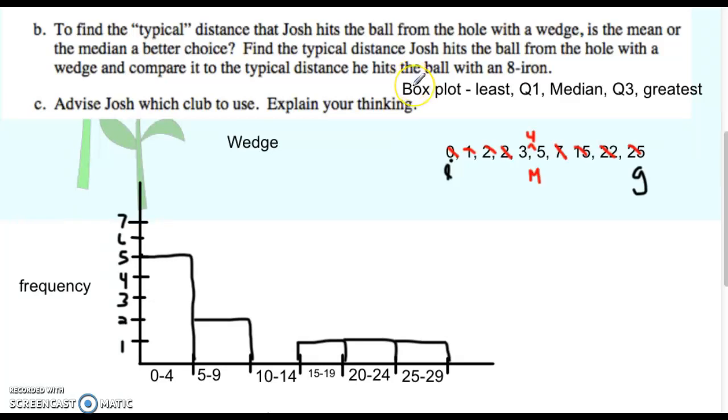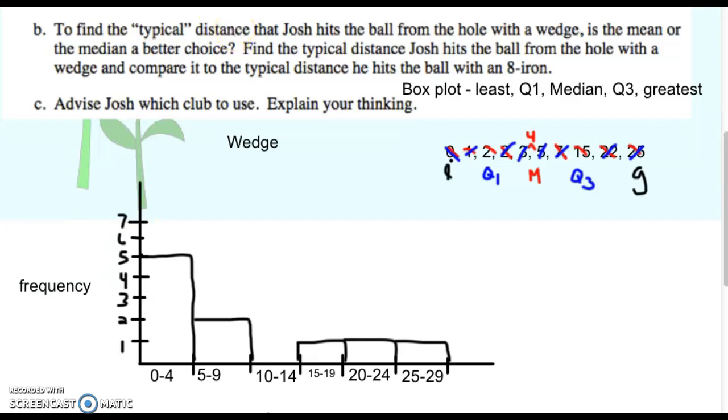Now I need to find quartile 1, which means the middle of the first half of numbers. So I'm going to cross out one number left to right: 1 here, and 1 here, 1 here, 1 here. So my quartile 1 is 2. Then on the right side, I need to find the middle. I'm going to cross out 1 on each side, and I'm left with 15. So that's my quartile 3. Those are the only numbers that you need.